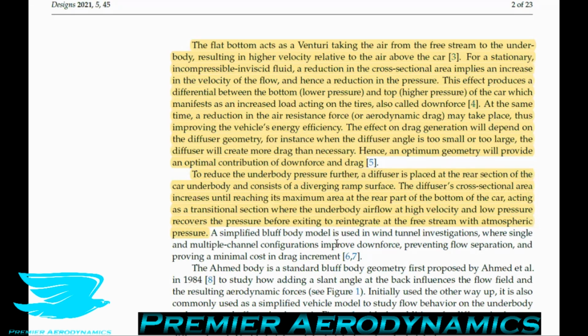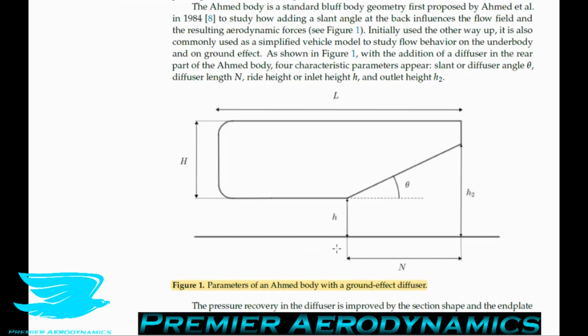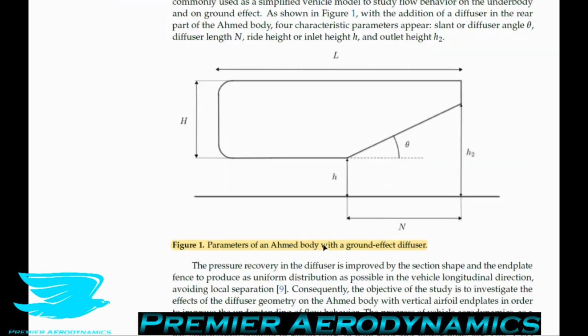So to reduce the underbody pressure further, we covered this a little bit. Let's move on to the next part, figure 1. So we talk about the Ahmed body. If you've done any aerodynamics in vehicles, you know that the Ahmed body is like the gold standard. Everyone does it because it is a very basic shape, but it covers a lot of the aerodynamics that you find on vehicles. Now, it doesn't cover everything, but it does have a lot of the basics. So that's why there's so much information on it.